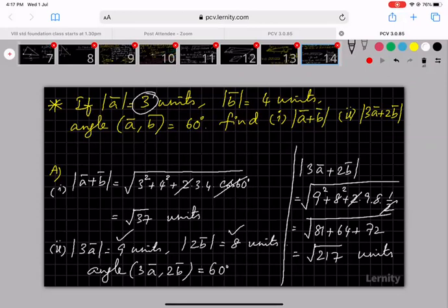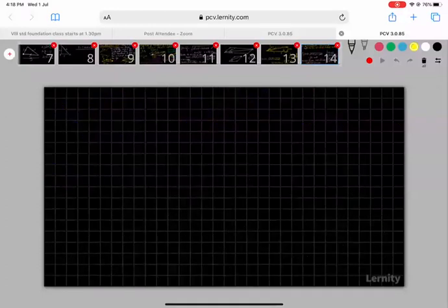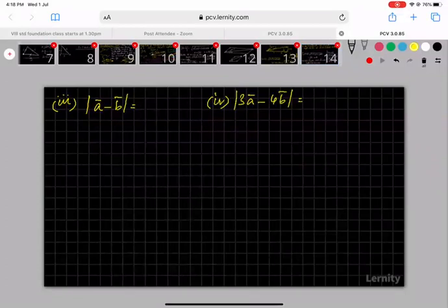Understood these? First one and second one? Okay. So the next slide. Third question is the same question, A bar, B bar. In the third question, we'll find the magnitude of A bar minus B bar. Fourth question can be 3A bar minus 4B bar. And so on. Okay. How do I do it?